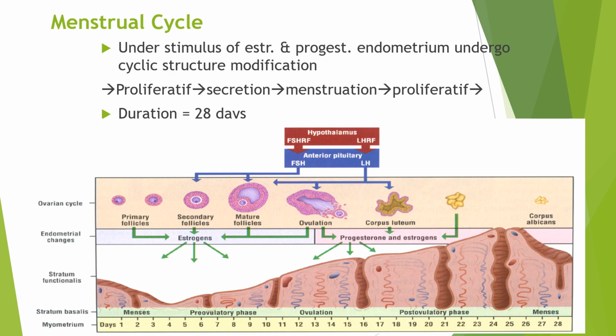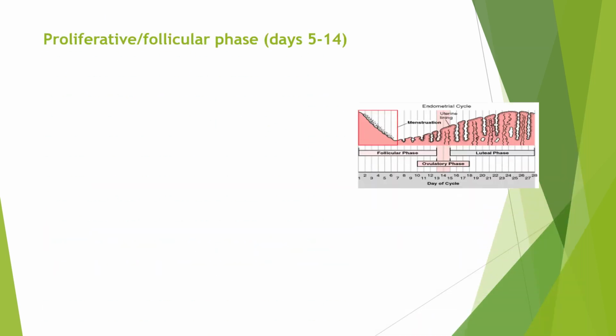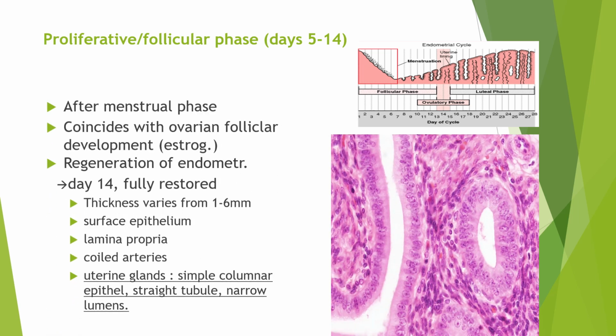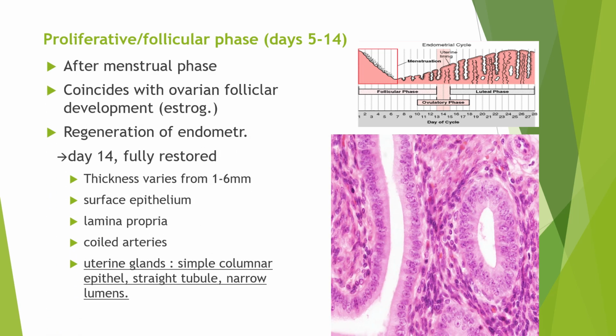So the total duration of the cycle is nearly 28 days. We will discuss each of the phases separately. First is the proliferative phase, and this phase starts from day 5 up to day 14 after the menstrual phase. It coincides with the ovarian follicular development under the effect of estrogen hormone.